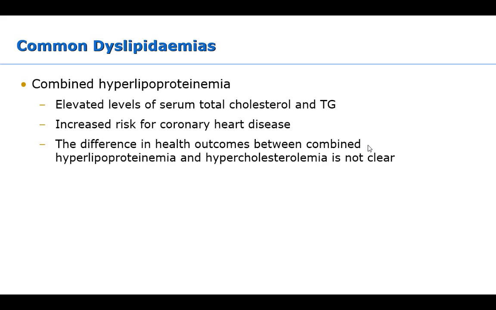Combined hyperlipoproteinemia is where you have both total cholesterol and triglycerides increased in a patient's blood. Again, you have increased risk of coronary heart disease. But what is the difference between those people who have combined hyperlipoproteinemia and those who only have hypercholesterolemia is still not clear. Because as I told you, having only triglycerides increase in the blood doesn't increase the risk of atherosclerosis and heart disease, but cholesterol increase does.